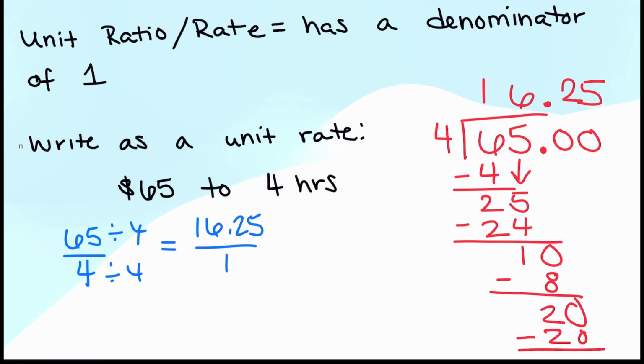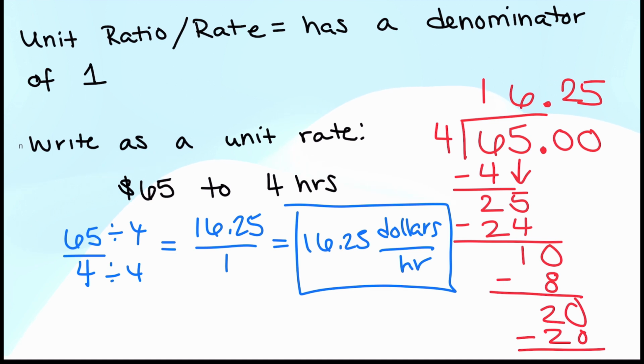And this is dollars per hour. So I'm going to write this as $16.25 per hour. So my unit rate is giving me number of dollars per 1 hour or per hour.